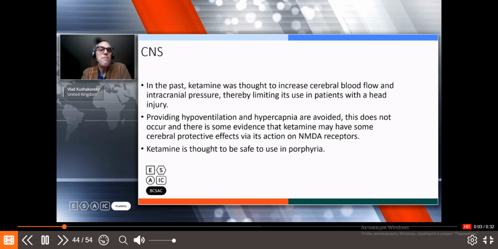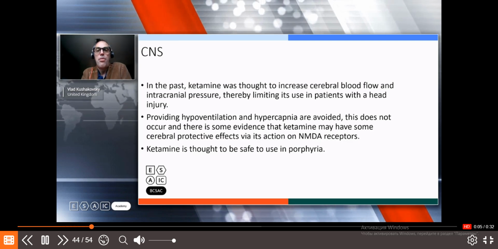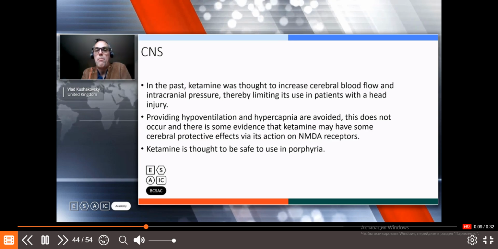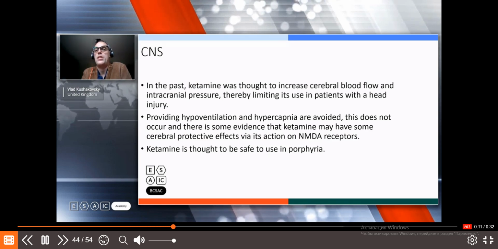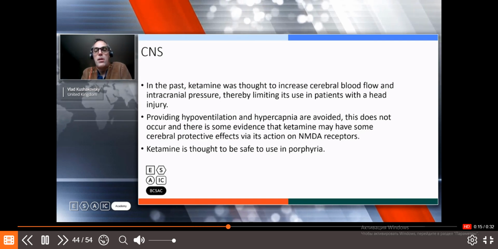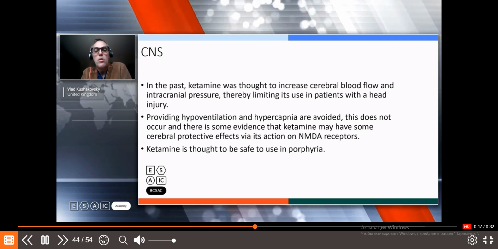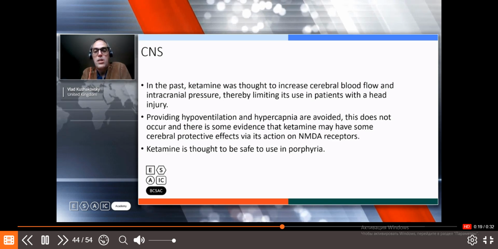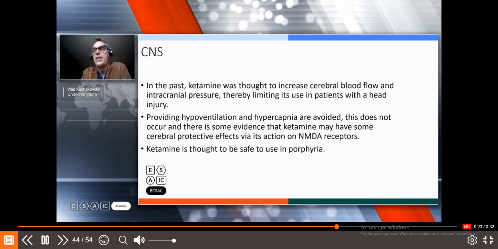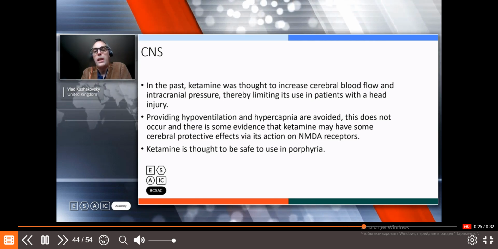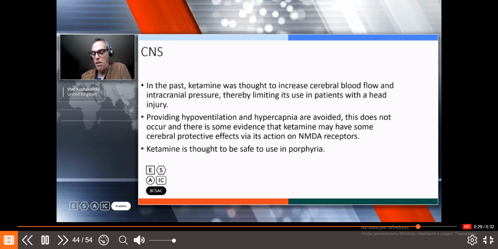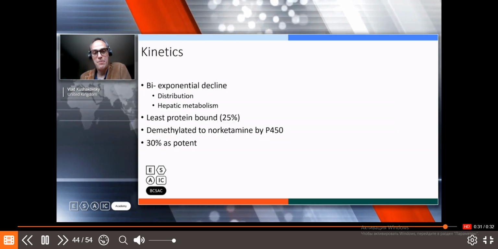Central nervous system: in the past, ketamine was thought to increase cerebral blood flow and intracranial pressure, thereby limiting its use in patients with a head injury. But providing hyperventilation and hypercapnia are avoided, this does not necessarily occur, and there is some evidence that ketamine may have some cerebral protective effects by blocking of NMDA receptors. It is thought to be safe in porphyria.